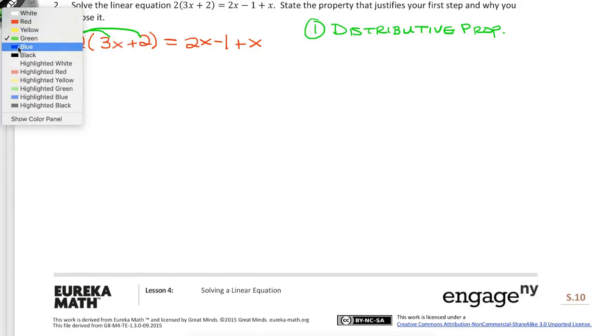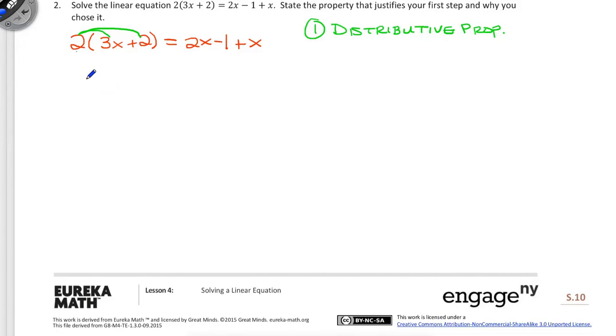So it's always multiplication. So 2 times 3 gives me a 6. Bring down the x. Plus 2 times 2 gives me a 4. And there was nothing to distribute over here. So this just comes down. All right, so that was my very first step.